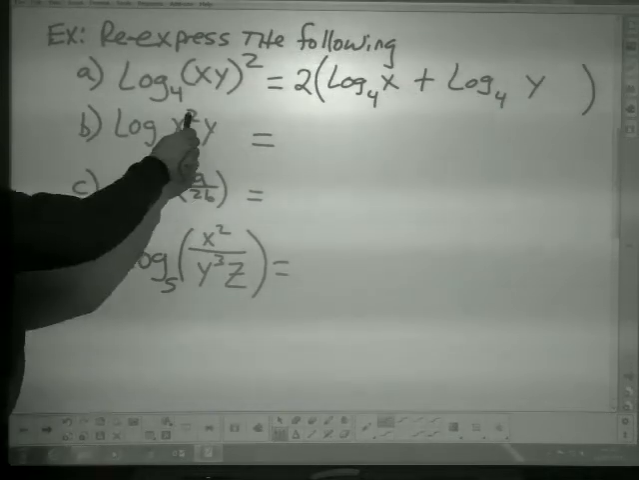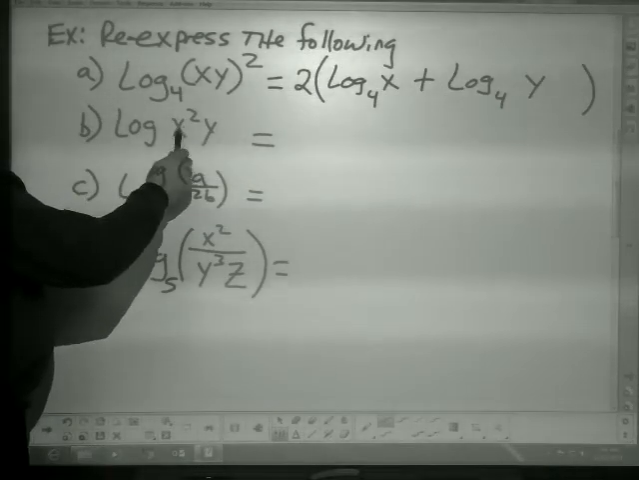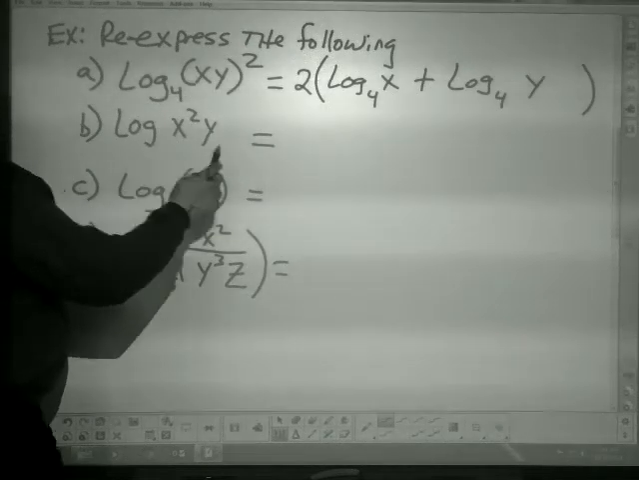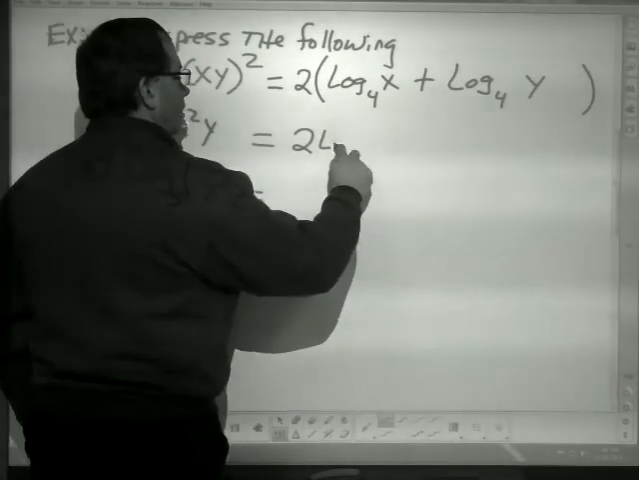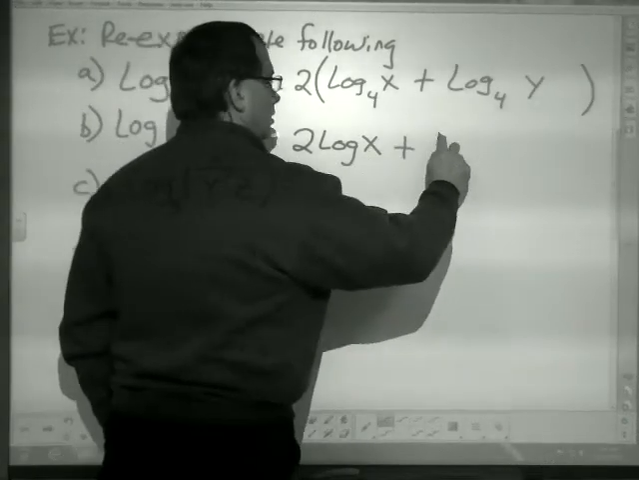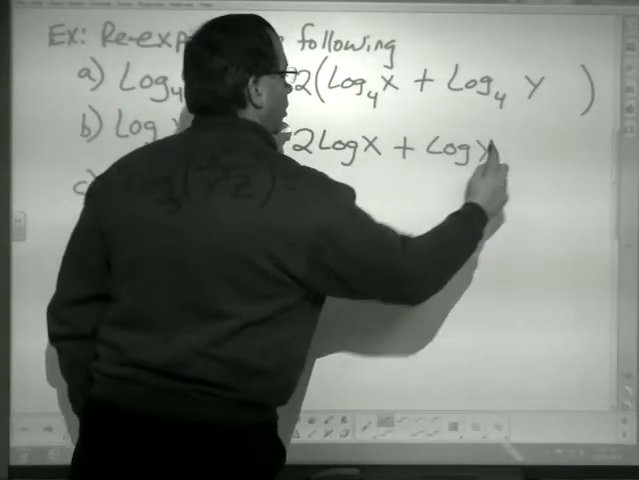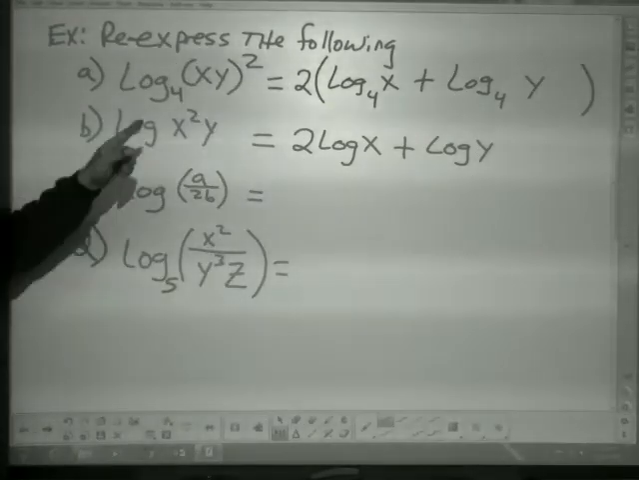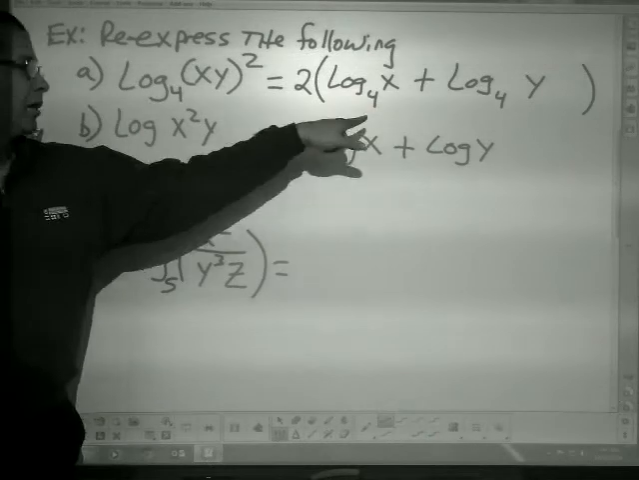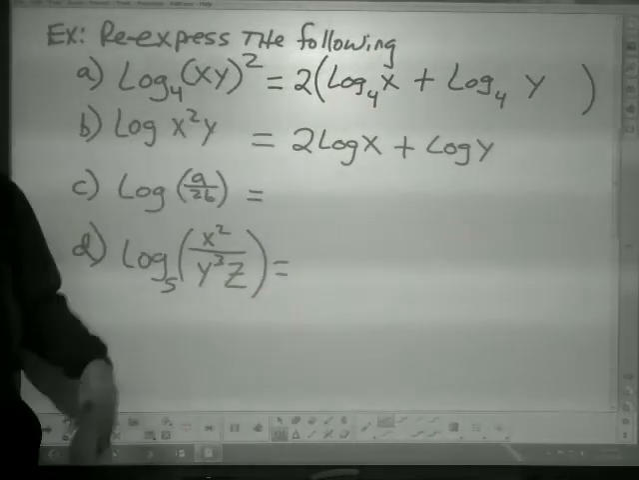Now the power is only on the x. It's still multiplication here, okay? But the power is only on the x, so that will be 2 log x plus log y. In this case, the power is only on the x part, so that's why the power is only on the x part. Multiplication still turns to addition.